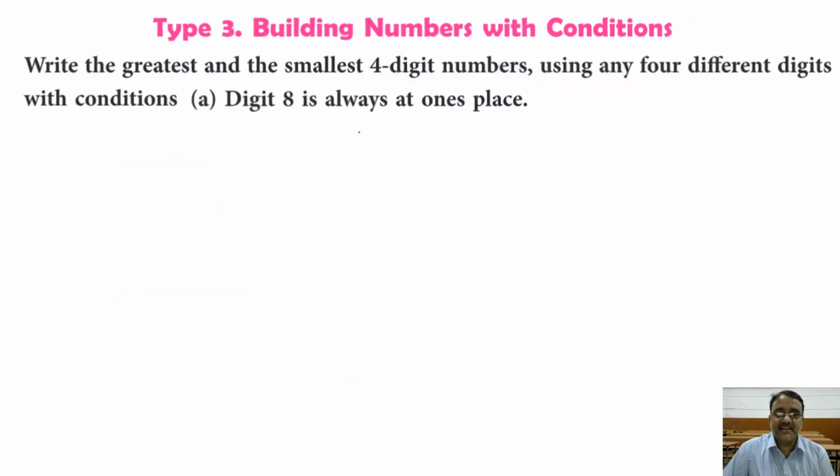Okay, now we'll see the third type of question, with some conditions. Write the greatest and smallest 4-digit number using any 4 different digits with the condition: digit 8 is always at ones place. We have to fix the ones place, 8 at the ones place, correct? We have to fix 8 in the ones place.